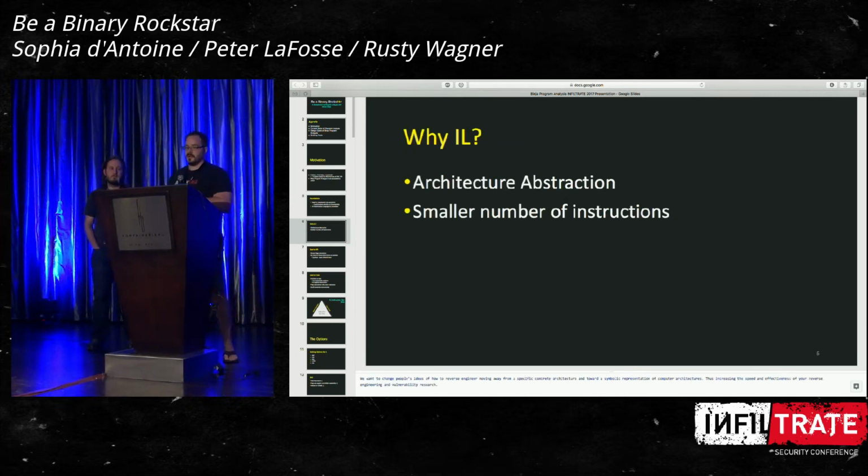So why would we do this? The biggest reason is it gives you an abstraction for your architecture, so you don't have to rewrite your analysis every single time on a new architecture. Another big reason is that these typically have a smaller number of instructions than something like x86, which has over 1,000 instructions.